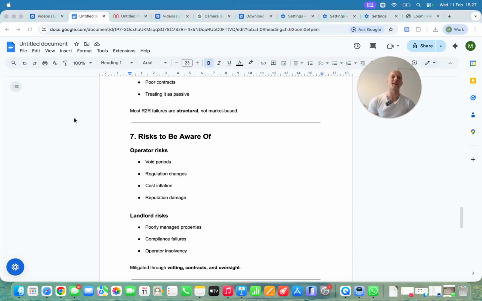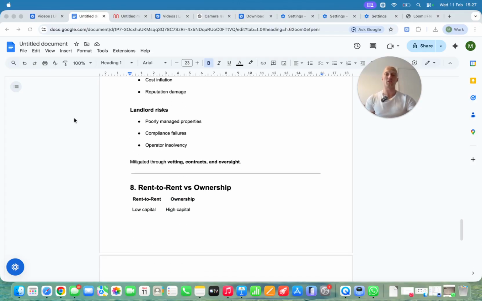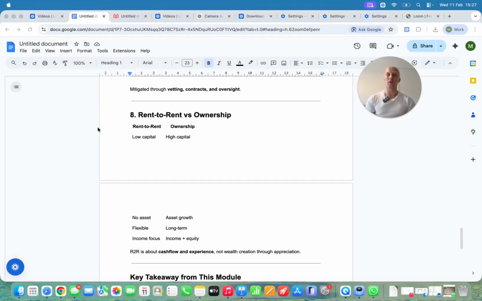Okay, so of course, like anything, there are some risks associated with running rent-to-rent. You could experience void periods, regulation changes, cost inflation, reputation damage if you're not operating properly. But these are just things that we have to take on board when we're doing rent-to-rent. And if you do it properly, the risks are going to be minimized. But like any market, there are always risks associated. So don't be scared of them. Just make sure that you're doing a proper job.